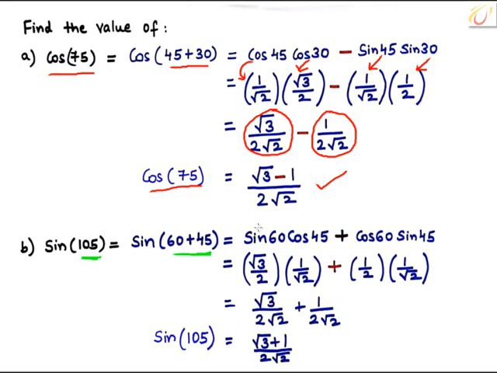That gives us the sin A plus B formula, which is sin A multiplied by cos B plus cos A multiplied by sin B. Here you can see sin 60 plus 45 will be sin 60 multiplied by cos 45 plus cos 60 multiplied by sin 45. What is the value of sin 60? Root 3 by 2. What is the value of cos 45? 1 upon root 2. What is the value of cos 60? 1 by 2. What is the value of sin 45? 1 upon root 2. So root 3 upon 2 root 2 plus 1 upon 2 root 2 will give you root 3 plus 1 upon 2 root 2. Sin 105 is root 3 plus 1 upon 2 root 2.